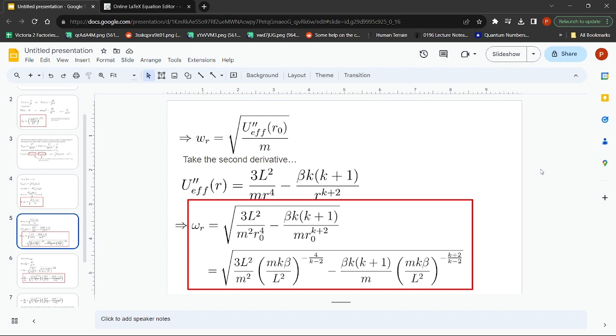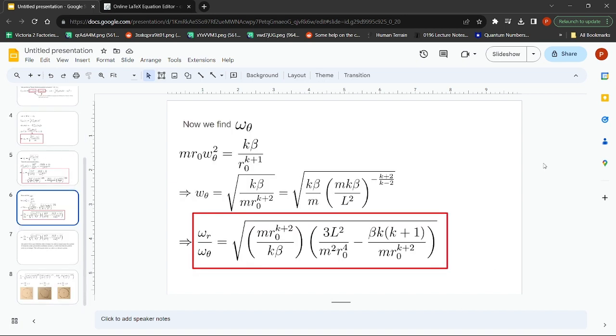You just need to take the second derivative of the effective potential, and then plug in r equals r naught, and then take that expression and substitute it back in for our expression for the frequency, which gives you this expression right here. If you further substitute r naught for the complete expression that we found in part A, you get this expression right here as well. We next find the frequency of the orbit itself, which is very simple.